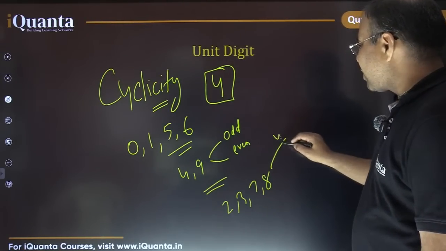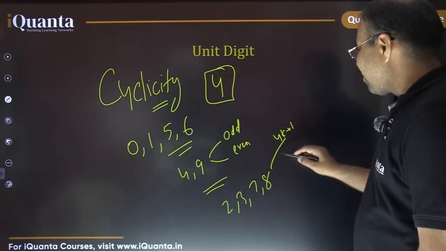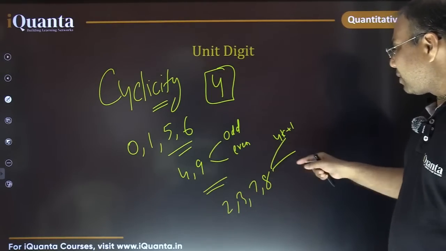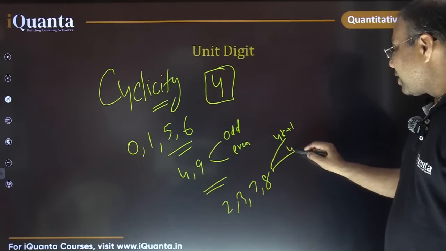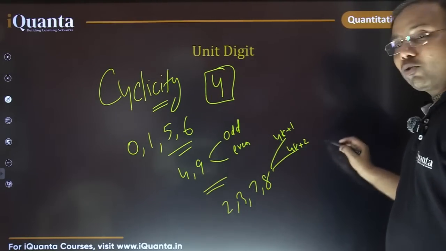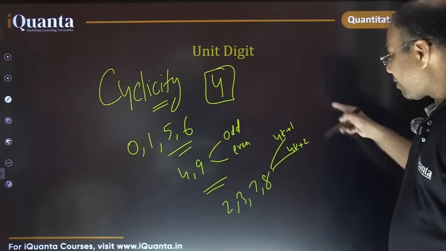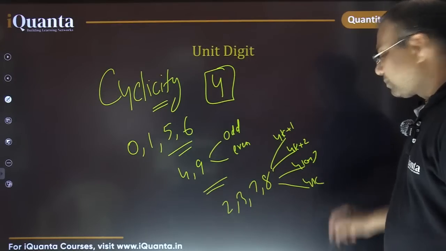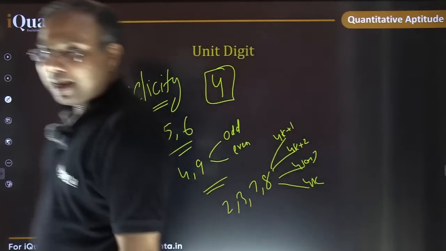That means if the power is of the form 4k plus 1, we have the unit digit same as that of power 1. Same way, if power of the numbers ending in 2, 3, 7, 8 is of the form 4k plus 2, then unit digit is same as that of that number raised to power 2. Same way for 4k plus 3 and 4k. Okay? So that is the simple pattern here.